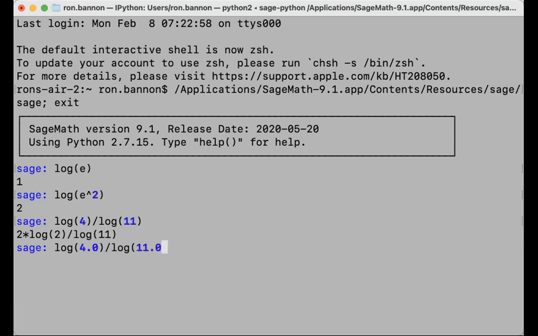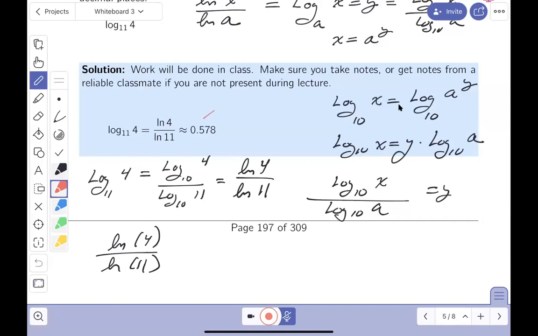And I'll do that. It's now going to say, oh, you want a decimal. You want me to do the arithmetic. What does it give you? Well, it gives you a level of precision, but I'm only interested in 3 places, and that's going to be 0.578. All right. So let me go back to the whiteboard. Okay. So we just verified this. Let me repeat this. In Sage, log is the natural log.